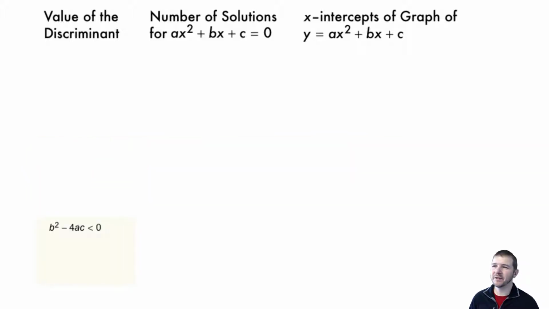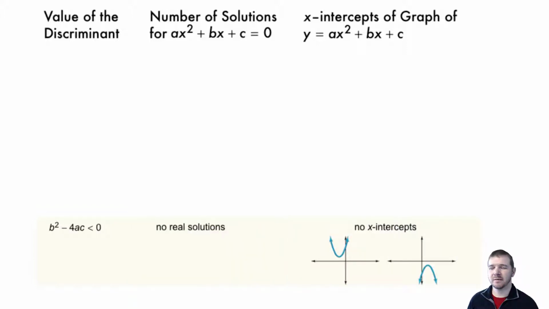Finally, if the discriminant, b squared minus 4ac, is less than 0, there are no real solutions. Some sample graphs are shown here. First, an upward opening parabola with no x-intercepts, and second, a downward opening parabola, also with no x-intercepts.